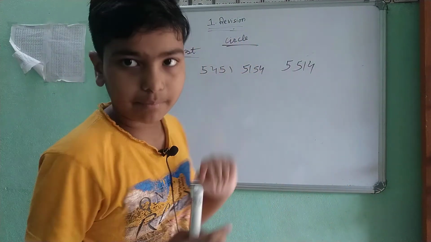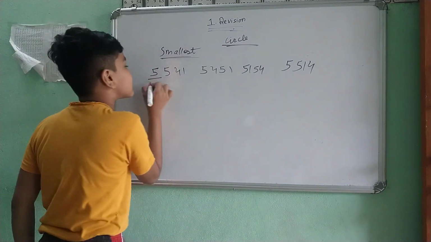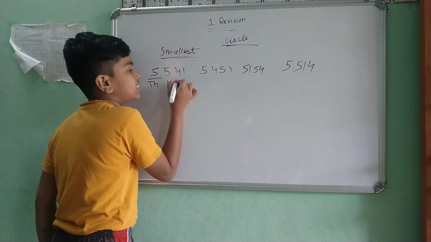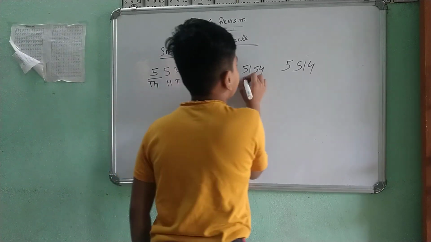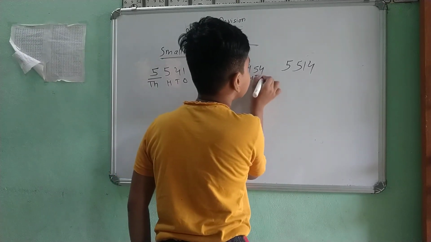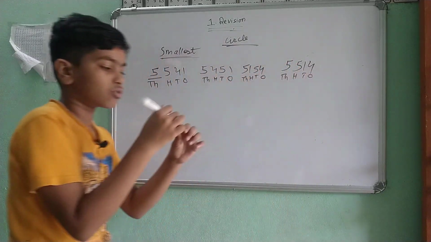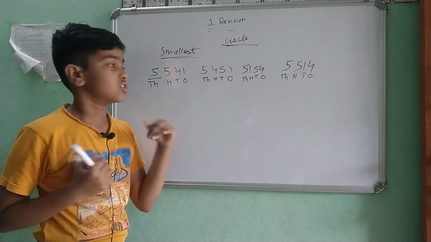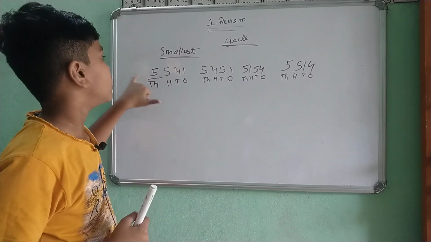Okay, let's help him. So 5 is on which place? Thousands, hundreds, tens and ones. These are the place values, only up to the thousands. So what I will do is, first of all, take 5,000.